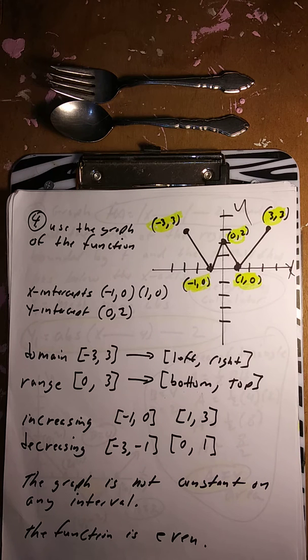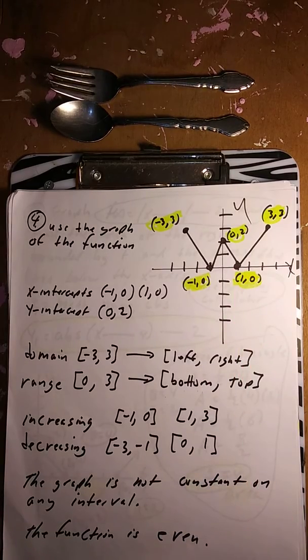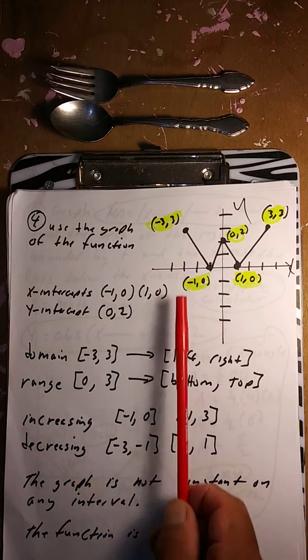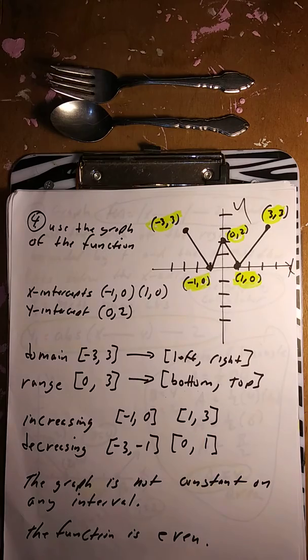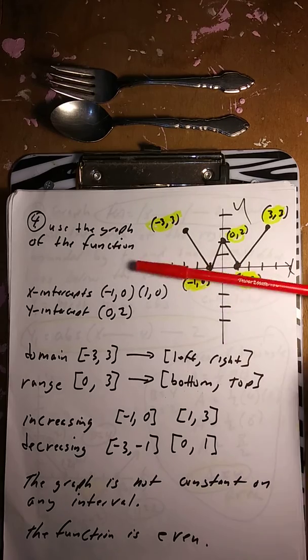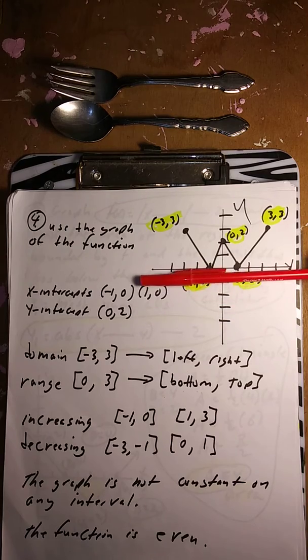Alright, the graph is already given. Use the graph of the function right there on the right side. So now it's like a big old W. Now, what do we have here? X-intercepts. These are the x-intercepts right here. See the -1, 0 and 1, 0? Those are the x-intercepts. Now, we have the domain. It means left and right. So domain goes from -3 to 3, right here. Now, the range from the bottom to the top. So it goes from 0 to 3. So domain, -3 to 3, range from 0 to 3.